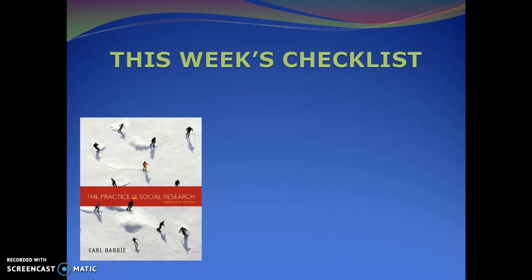I want to direct your attention to the cover of the textbook for this course, which is in the bottom left-hand corner of this screen. It's called The Practice of Social Research by Earl Babbie. You want to pick up this required textbook and make sure that you have it. Some have said they found it at the bookstore. Others said they weren't able to find it, so you may want to try Amazon or one of the other online warehouses in order to acquire this textbook.